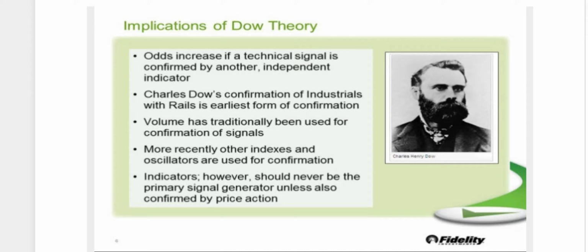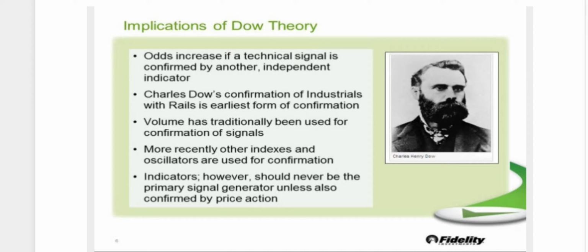So he came up with a rails average. Nowadays we call it the Dow Transport Average, and he would look to those two to be concurring with each other. So if the Dow Jones Industrial Average was going up, he'd look for confirmation in rails to see that rails was going up as well.